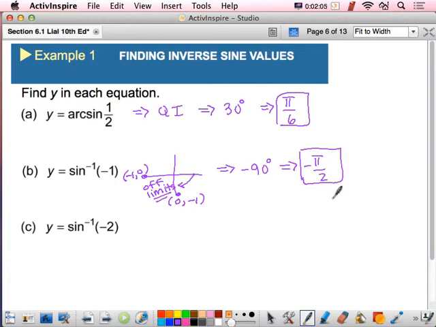that's just when you're asked to evaluate inverse trig functions. Other times you're allowed to use those quadrant 3 and quadrant 4 angles.